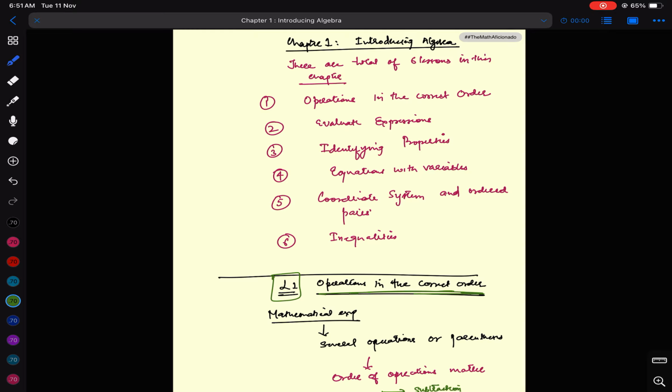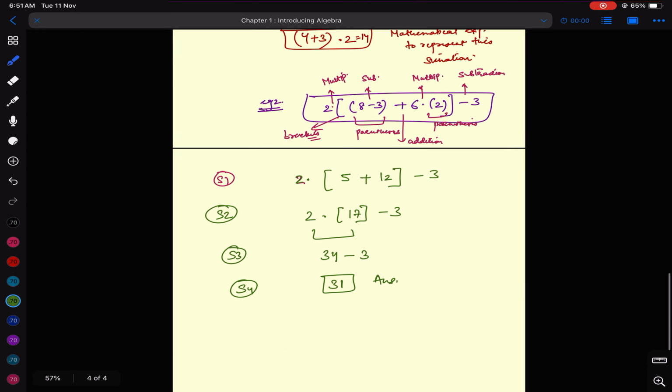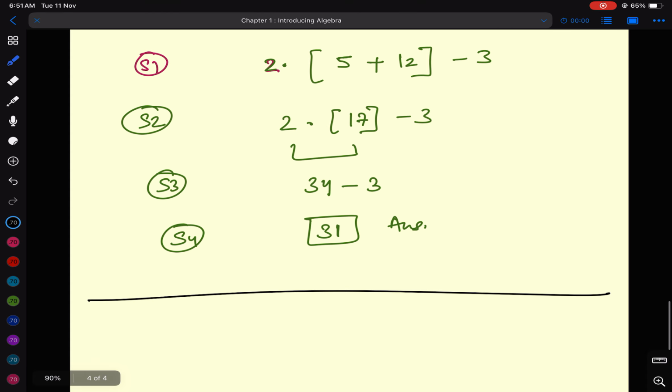Now we are going to cover the next lesson, which is a part of this chapter, evaluation of expressions. Okay, so we are starting off with the second lesson, which is evaluation of expressions. I hope the first lesson is very much clear to you. Okay, so now let's write down lesson number 2, which is evaluation of expressions.